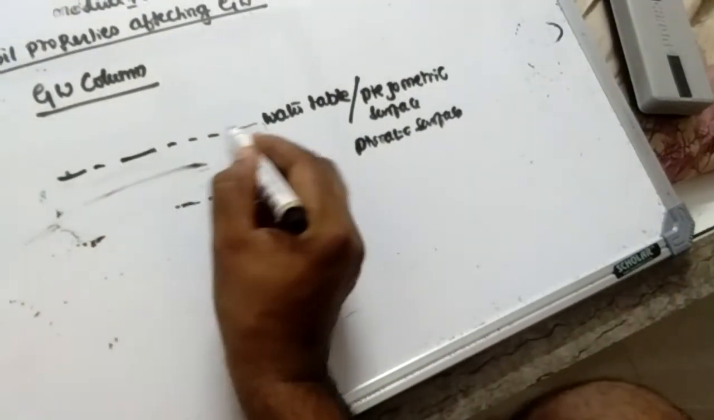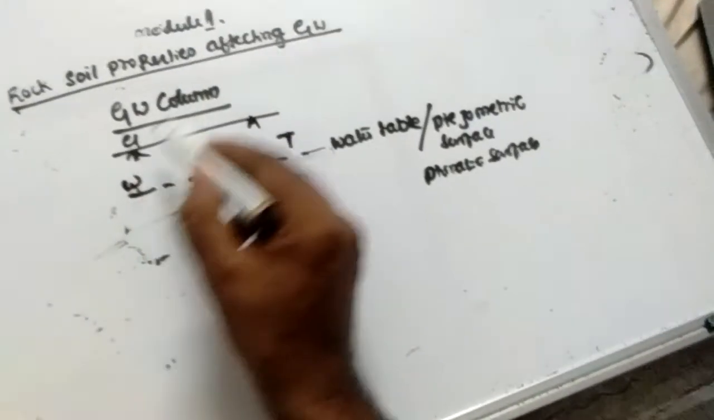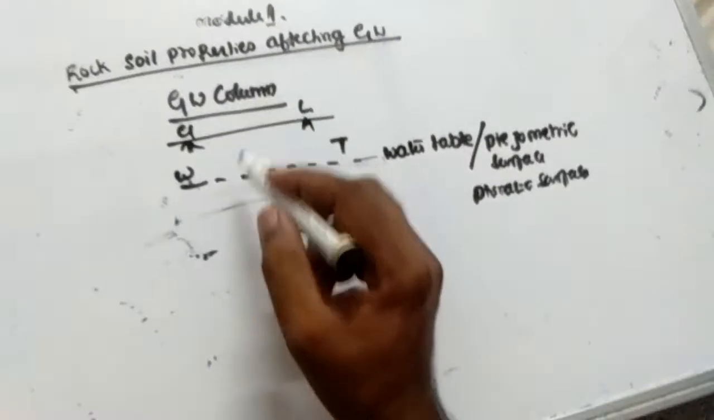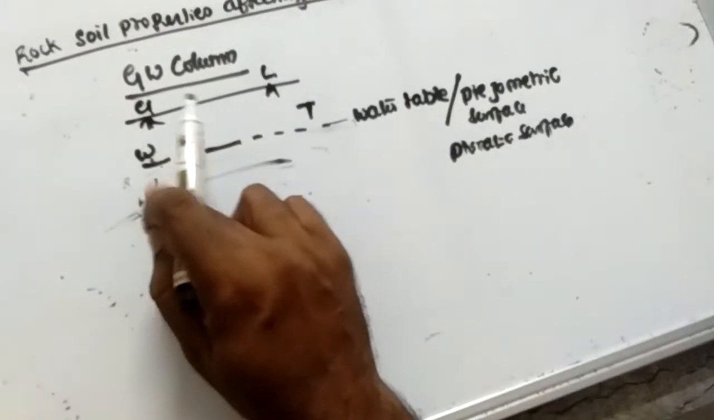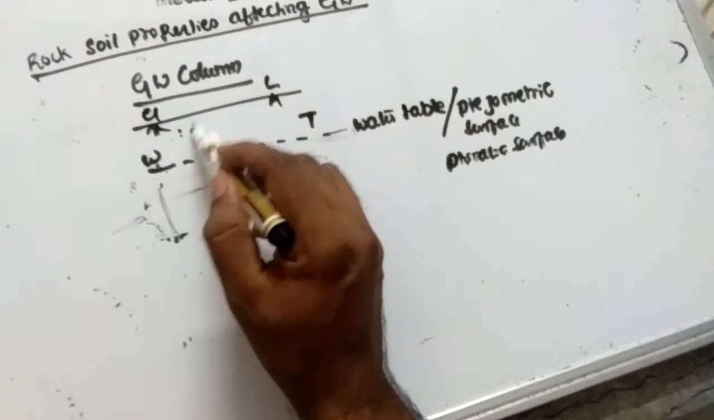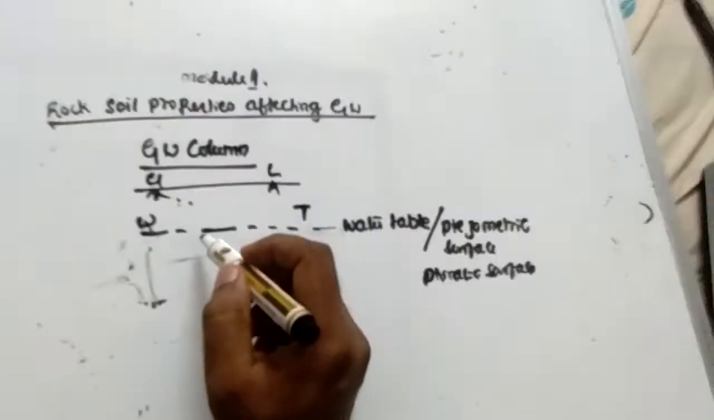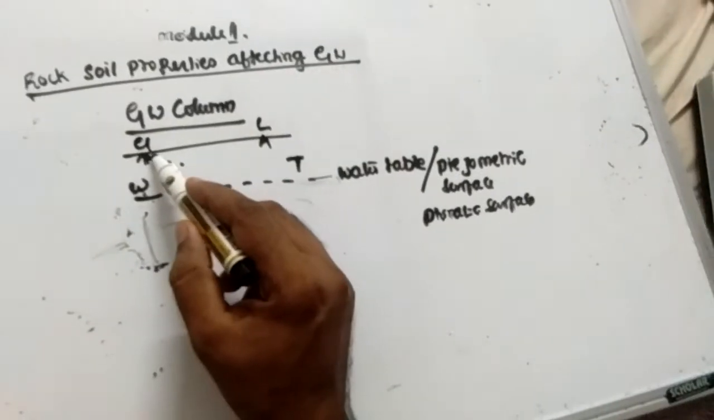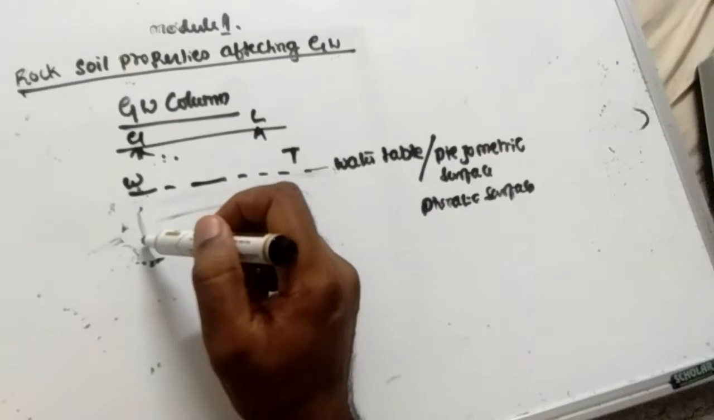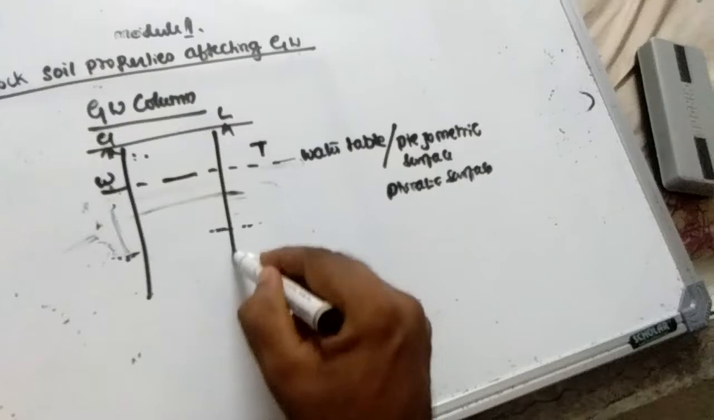This is the groundwater table. It represents the level below which the soil or rock is saturated with water, and above which the soil or rock layer is partially saturated or unsaturated. That is the water surface, and accordingly this whole thing is known as a groundwater column. Suppose I represent this as a column.